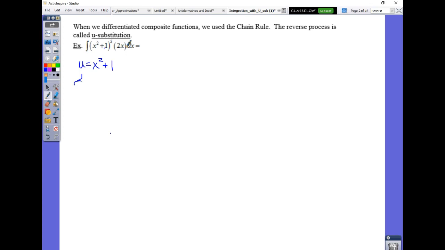Anyways, so u is equal to x squared plus 1 here. That would be the chain piece that kind of messes up our problem. And we said we're going to take the derivative of u with respect to x. So if we take the derivative of u with respect to x, what would we get out? 2x. Okay.